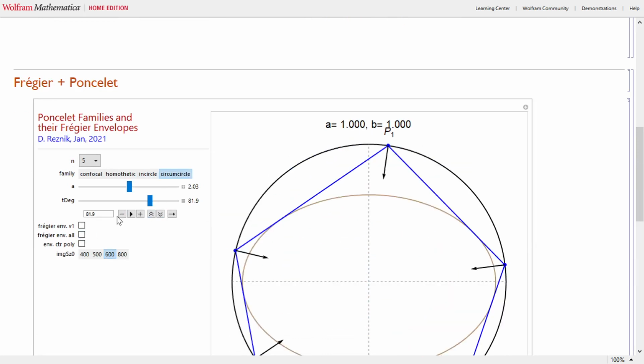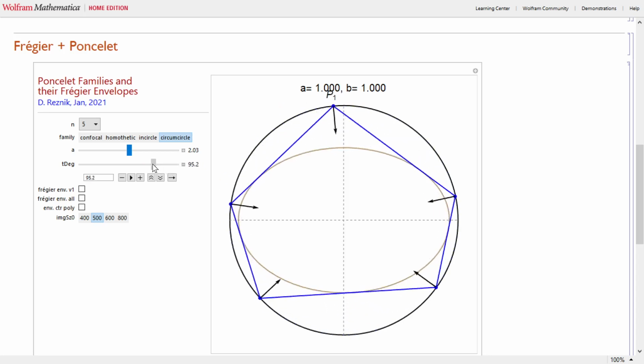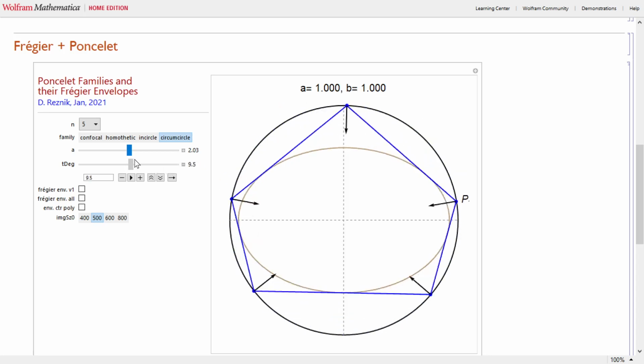It's the one with a circumcircle. Now let's look at this family. This family is interscribed between an outer circle and an inner concentric elliptic caustic. Let's just look at it. There it is. This is a family of 5 periodics interscribed between these two shapes.